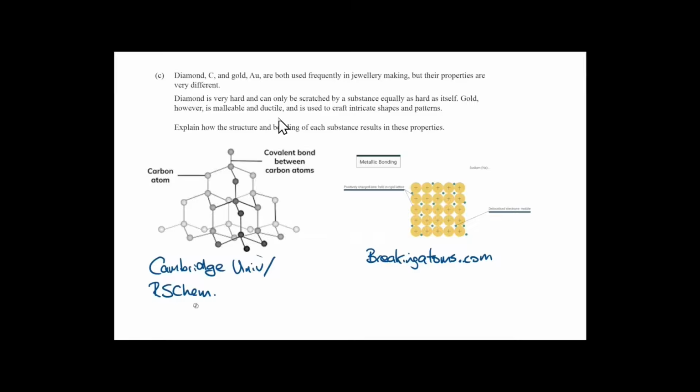Ductile, meaning that you can roll it and extend it out, a bit like blue tack. You roll blue tack or bubble gum, you can pull it into long tubes, and it's used for intricate shapes and patterns. So all of this you should know. Explain how the structure and bonding of each substance results in the properties.